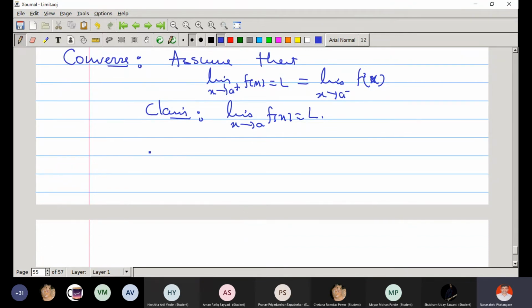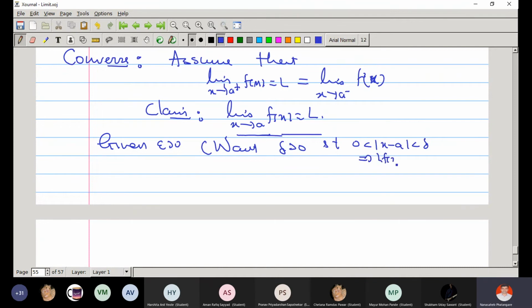So what is a natural way, from our knowledge so far, to prove that the limit is L? For a given epsilon, we produce delta. Because our claim is this, remember. To prove this, given epsilon, can we produce delta? What we want is a delta such that whenever the distance of x from a is less than delta, then |f(x) minus L| is less than epsilon.